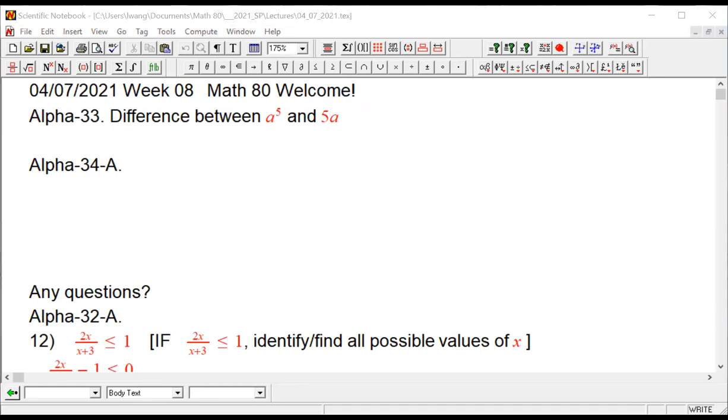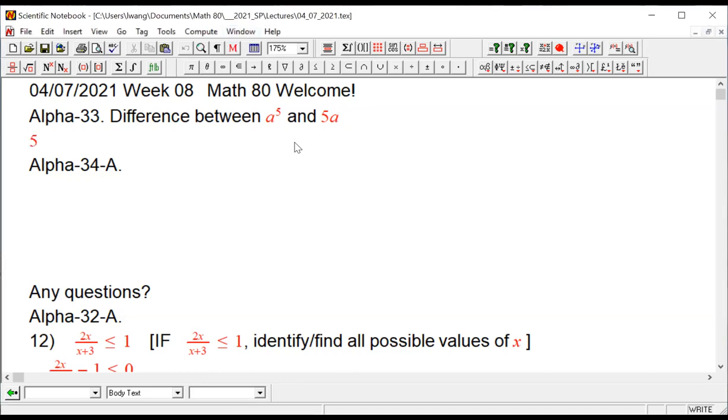You know? Do we know? Do we know the difference? Yes or no? No? Okay, not sure, right?